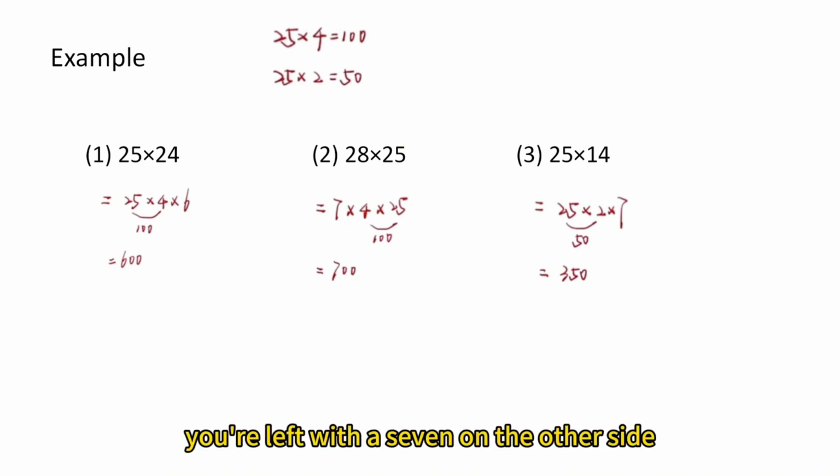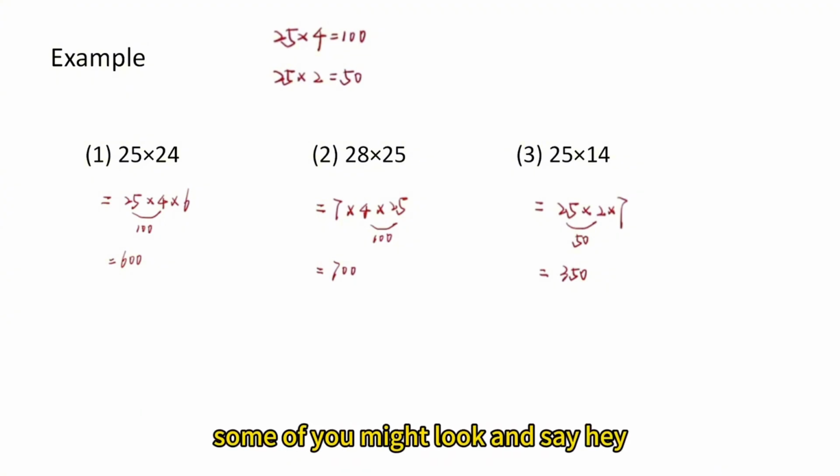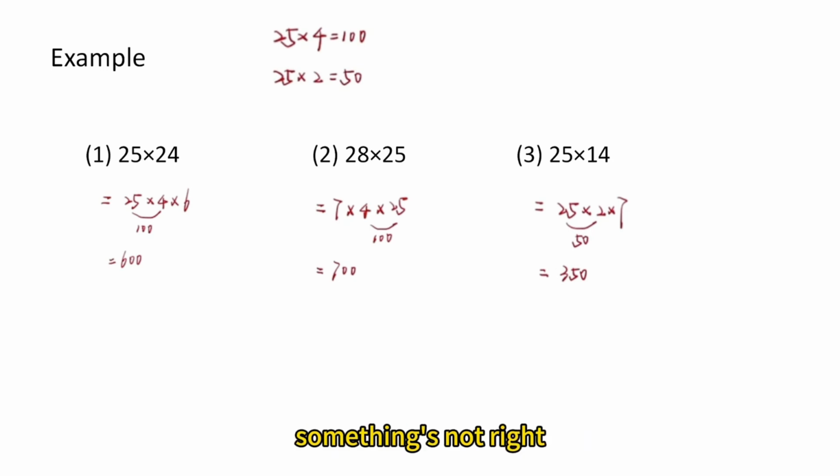Okay, you're left with a 7 on the other side. 7 times 100 is 700. It's that simple. Okay, the third one.